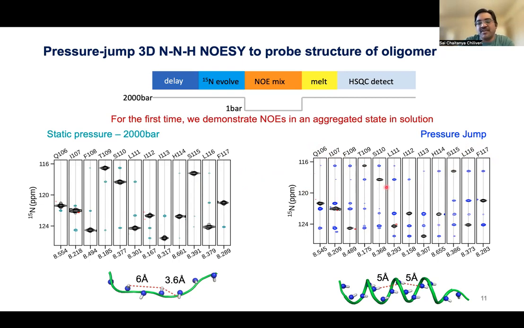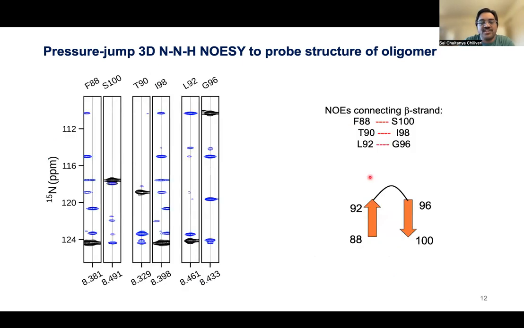In addition to the medium range NOEs that we observe in this polypeptide stretch, we also observe long range NOEs, particularly in the beta strand stretch of about 88 to 100 amino acids. Here we can see the cross peaks for the 88th amino acid to the 100th amino acid, and we see the NOESY cross peaks for 90 to 98, and also 92 to 96. And these 3 NOEs define the beta turn for this polypeptide stretch.